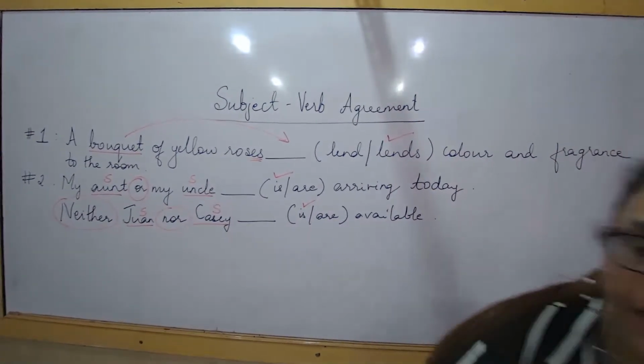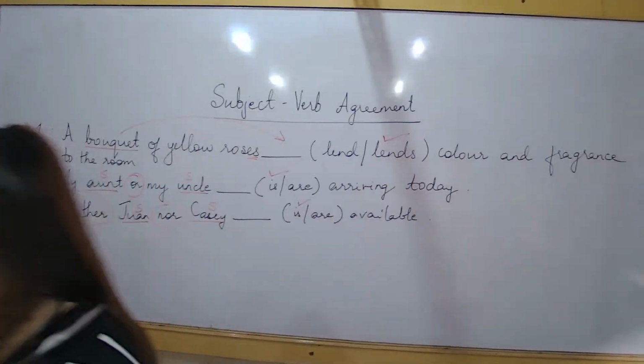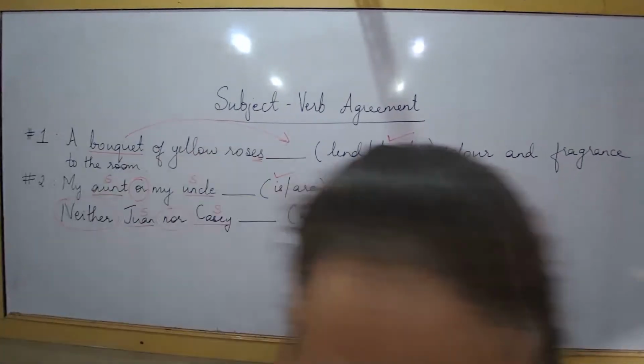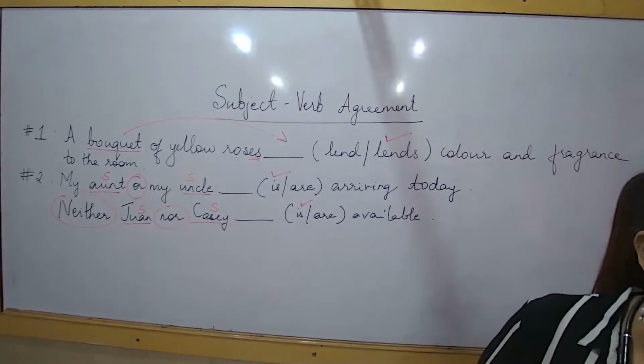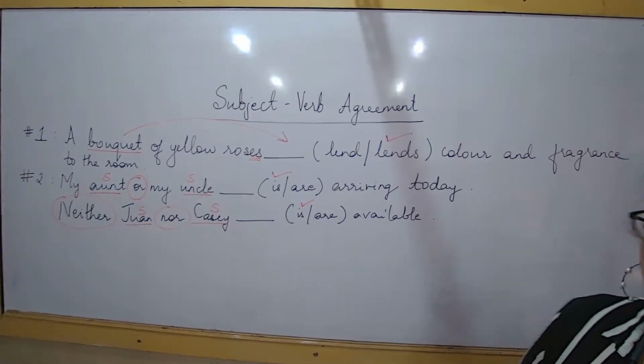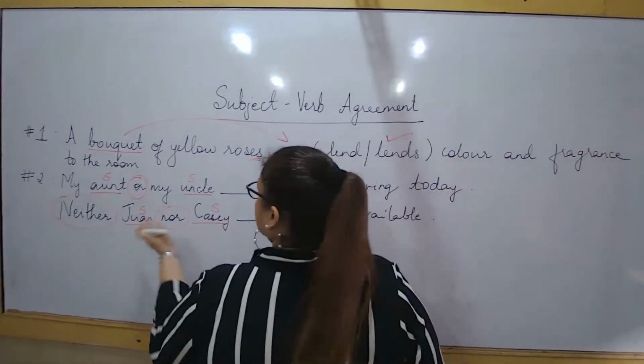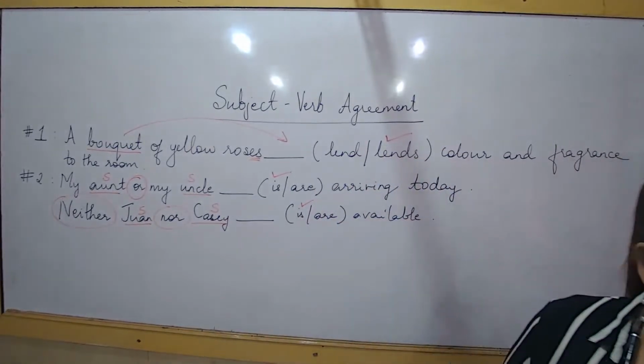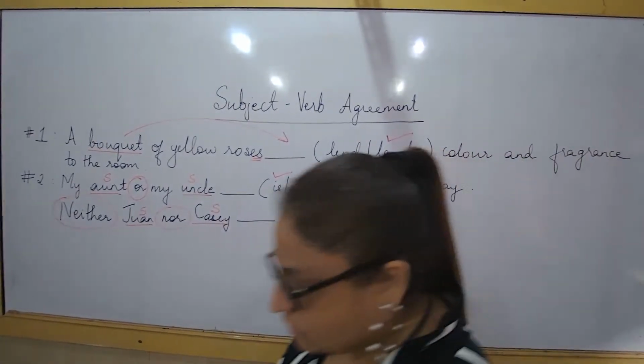Now rule number 3, write down. Now this was clear because you have both singular subjects. What will you do if you have one subject singular and one plural? That's rule number 3. So write down.